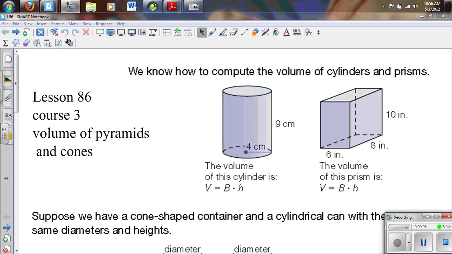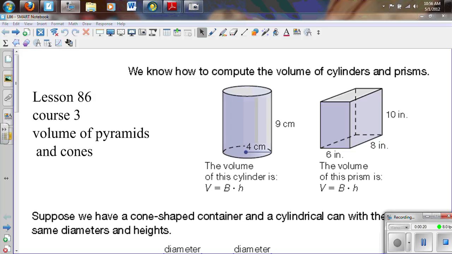Lesson 86, volumes of pyramids and cones. So we know how to compute the volumes of cylinders and prisms, and so we're going to use that information to help us figure out how to do cones and pyramids.